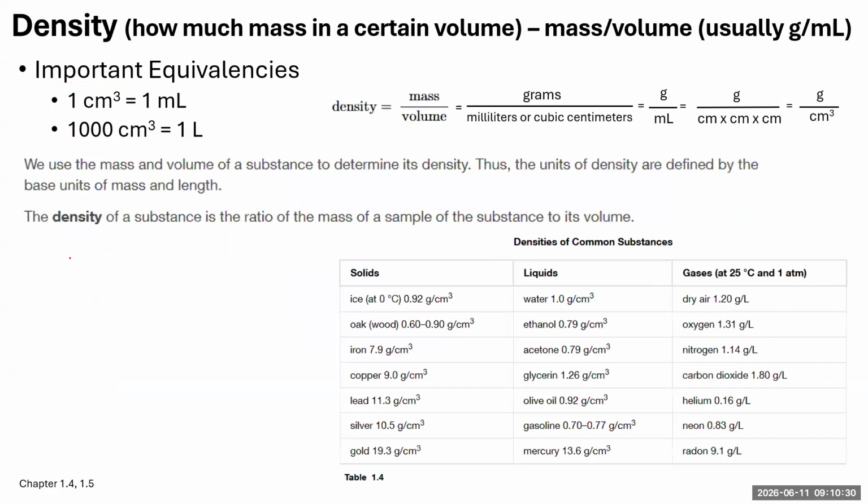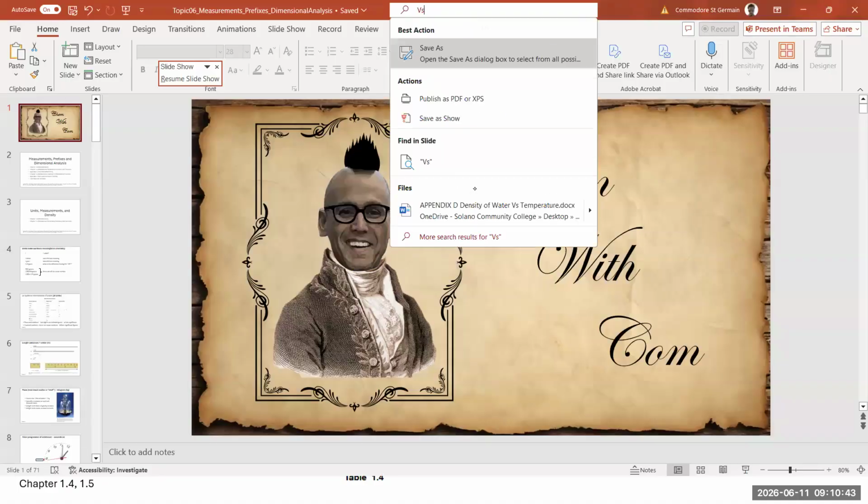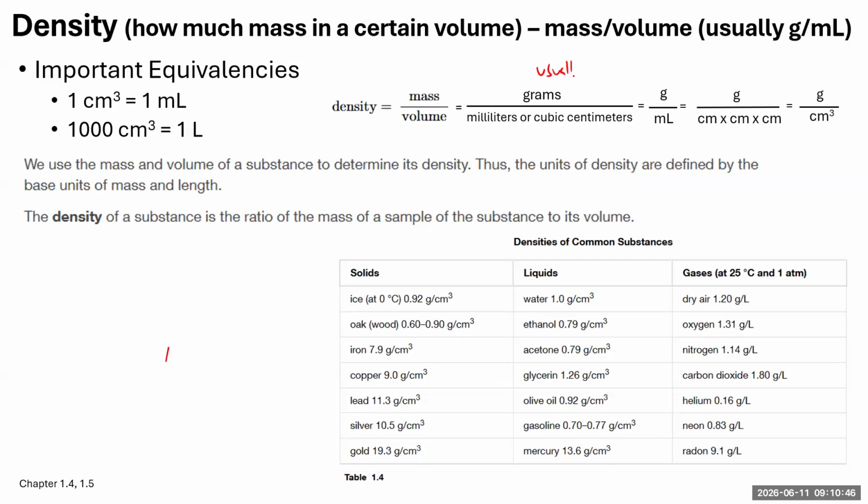All right, so density, that's the next topic here. It's pretty brief, nothing crazy. It's mass divided by volume, and it's usually in grams per milliliter. Again, I keep emphasizing this because we're going to use this a lot, but density equals mass over volume. For most stuff in this class, it's grams over milliliters or cubic centimeters.